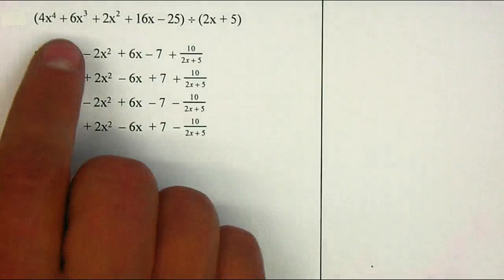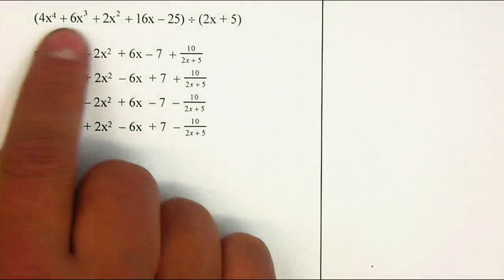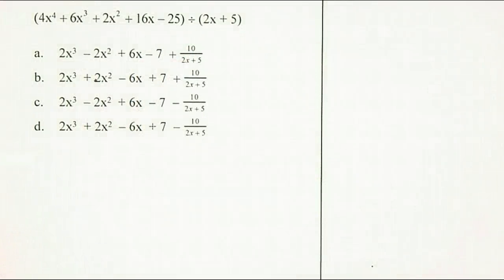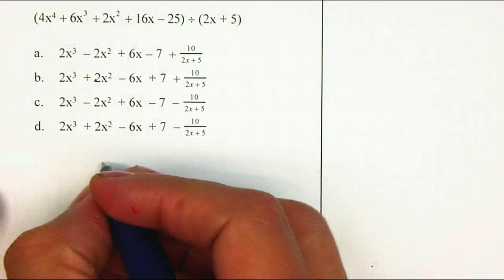On the following problem, we have a division. We have a polynomial divided by a binomial. We are going to be working with the long division.